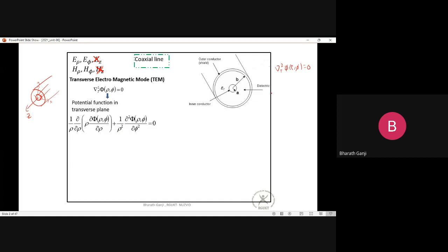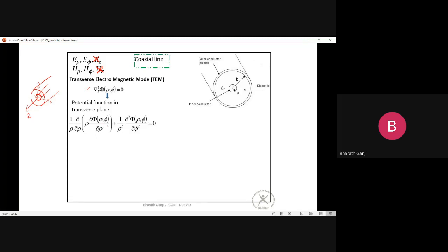Of course, the complete Laplacian, along with these factors, you also get the dou squared by dou z squared term. But this is a transverse Laplacian, so there is no dou squared by dou z squared. We already derived this equation. If you remember, in the TEM mode analysis, we assumed the wave is traveling in the z direction, and then we got this differential equation. So we need to solve this differential equation to get the values of the potential function, and see if any solution exists for this kind of case.